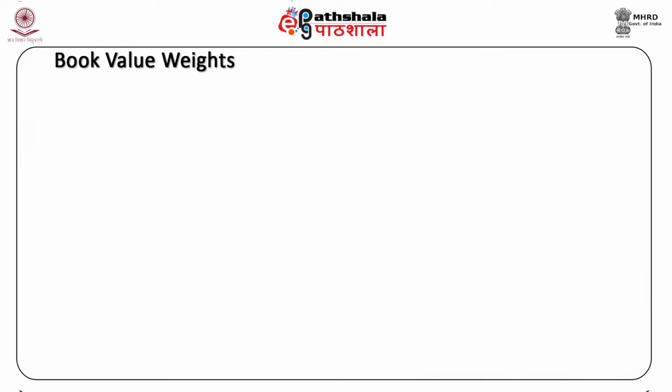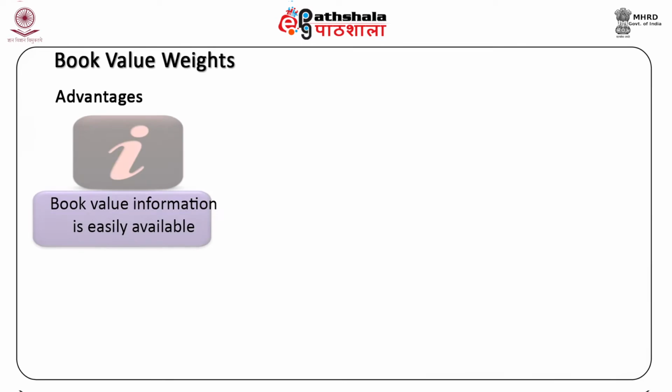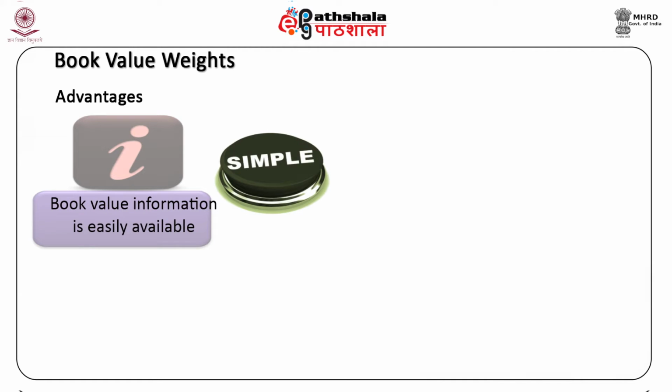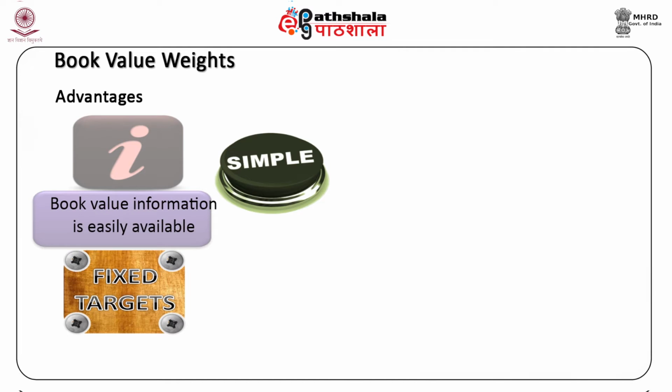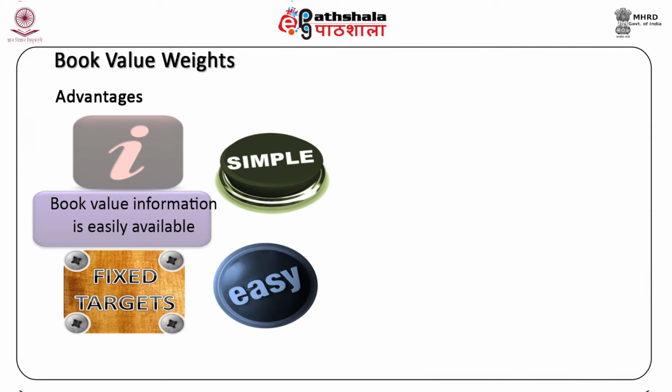The book value weights are generally preferred by managers for calculating WACC because of the following advantages associated with book value weights. The book value information is easily available from the company's annual report. It is simple to use. The capital structure targets are usually fixed in terms of book value. It is easier to evaluate the performance of a management in procuring funds by comparing on the basis of book values.